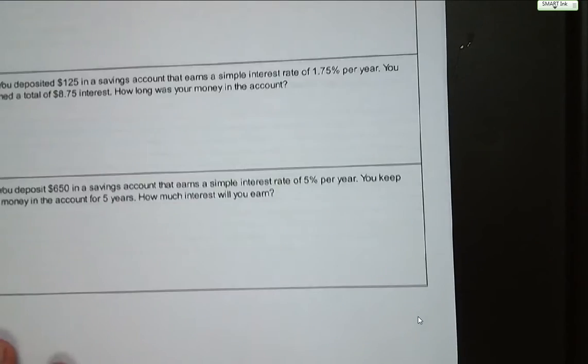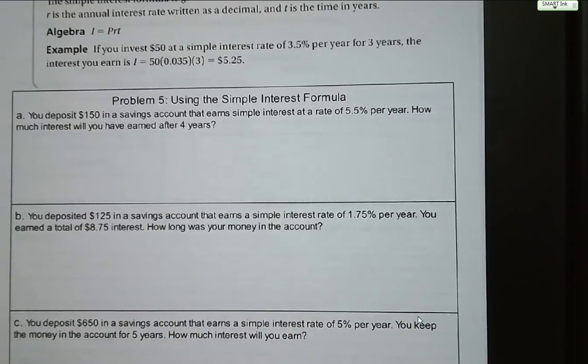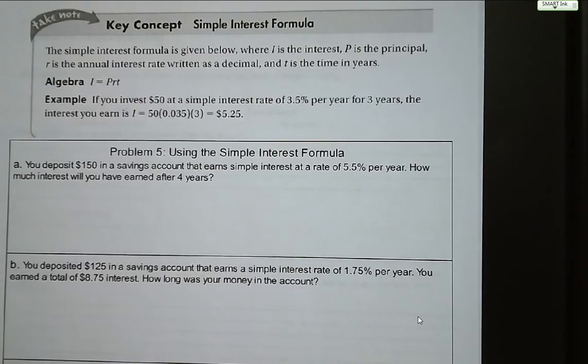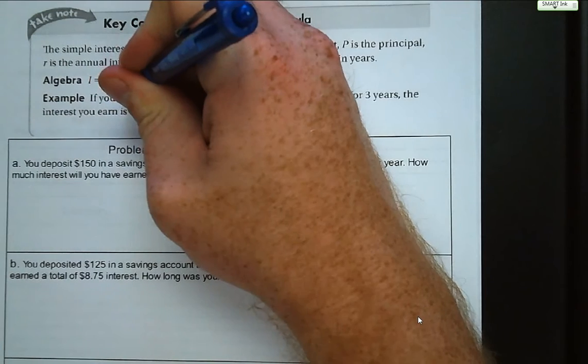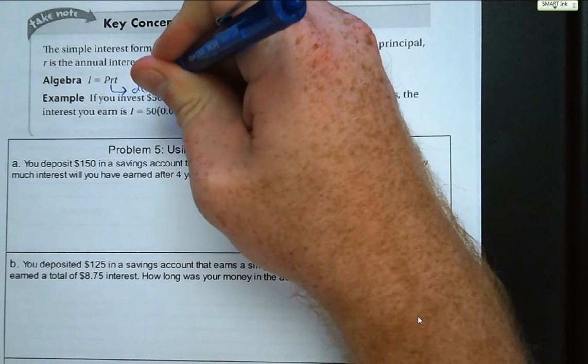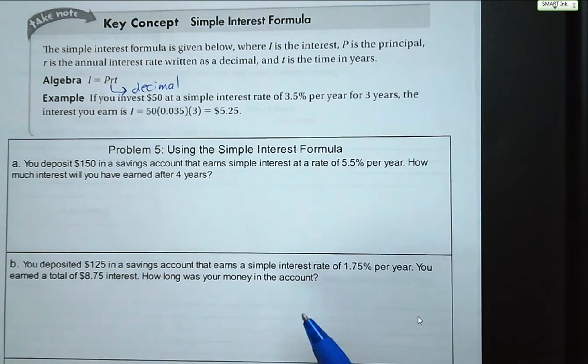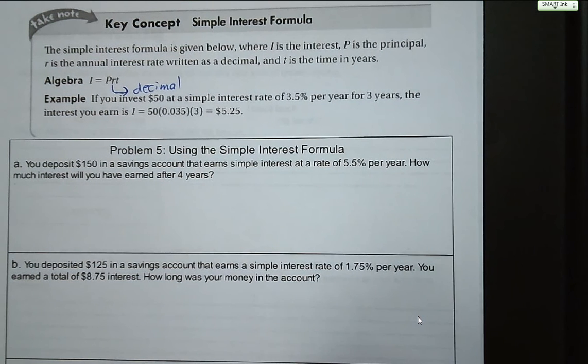Moving on to our final problem, we have finding simple interest, or using the simple interest formula. So the simple interest formula basically says your interest, the amount that the bank pays you, is equal to the principal, P, which is what we put in, the original deposit, times the rate, which is written as a decimal, times the amount of time that the money is sitting there.